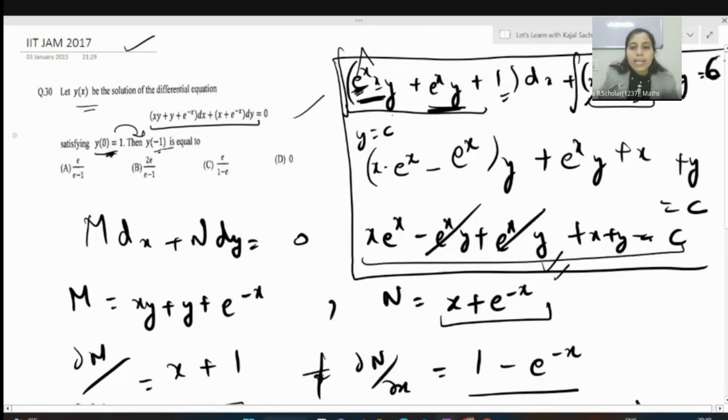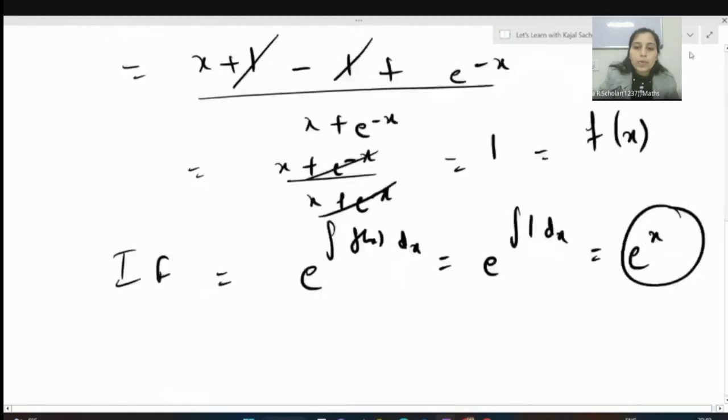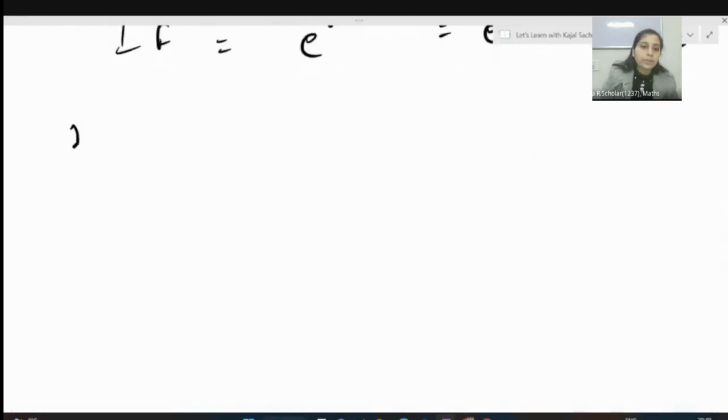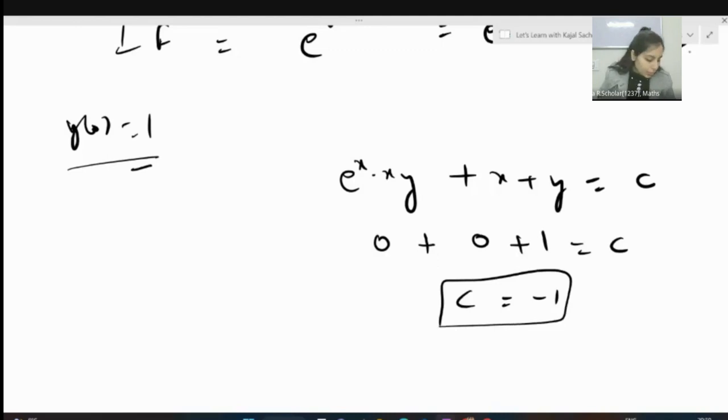Now substituting y(0) is equal to 1. So we are substituting y(0) is equal to 1 here. We have at last the solution as e raised to power x into xy plus x plus y is equal to c. We have this. Now substituting y(0) is equal to 1, x as 0, y as 1. So we get c is equal to minus 1.